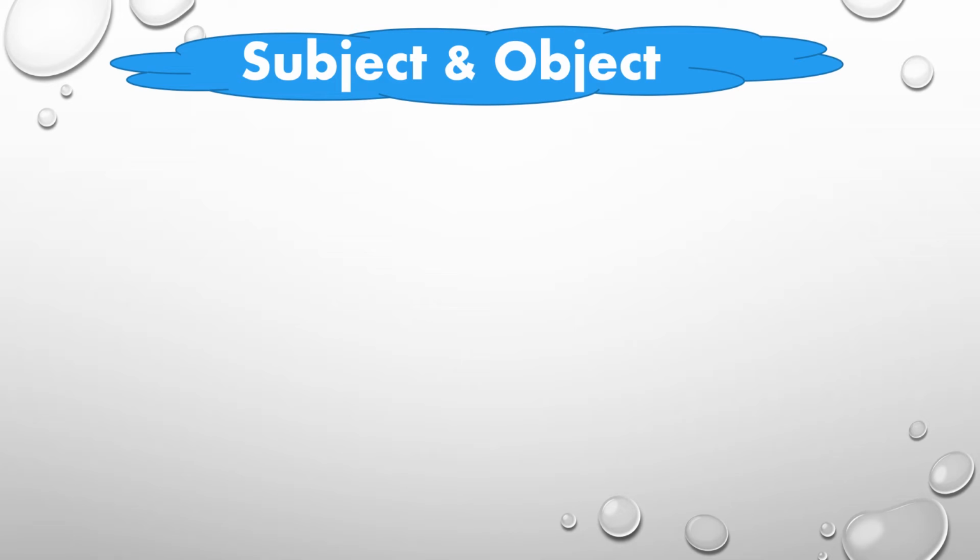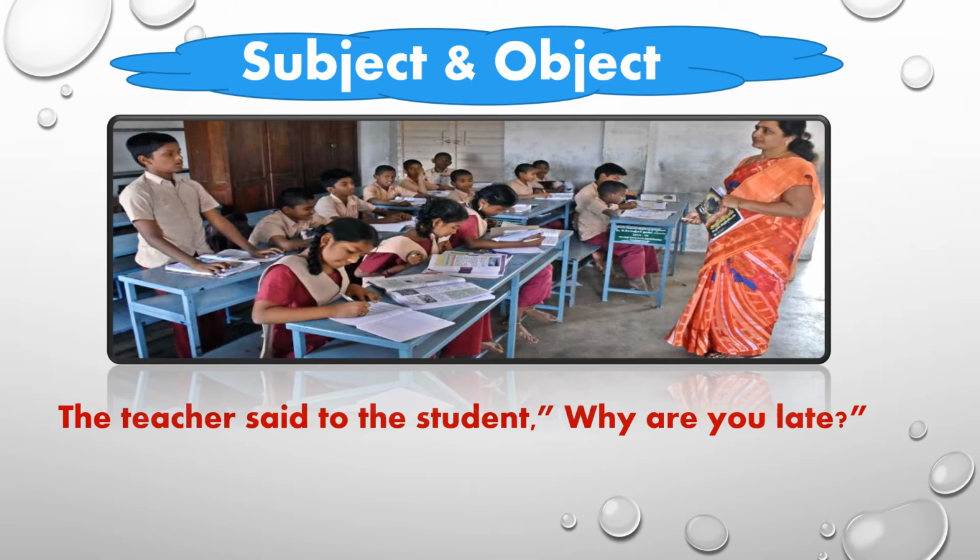Subject, predicate and object are three different components when breaking down every sentence. For example, the teacher said to the student, "Why are you late?" Who or what performs the action of the verb is the subject. In this sentence, the teacher is performing the action. So, the teacher is the subject. Whoever or whatever receives that action is the object. The student is receiving that action in this sentence. So, the student is the object.